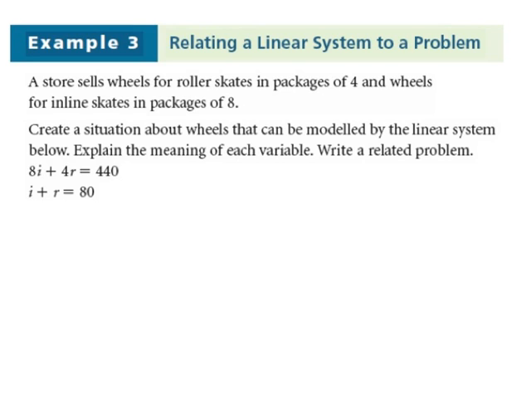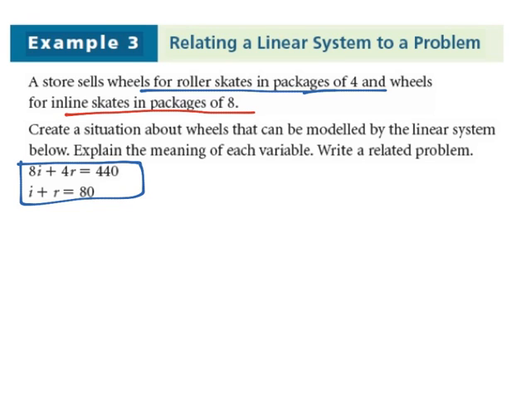A store sells wheels for roller skates in packages of 4 and wheels for inline skates in packages of 8. So it's good to underline. We have packages of 4 for roller skates, and for inline skates we have 8 per package. Create a situation about wheels that can be modeled by the linear system below. Explain the meaning of each variable. Write a related problem. So here are two equations for our system of equations, and we're going to try to describe what they mean.